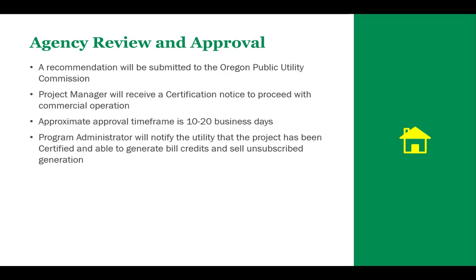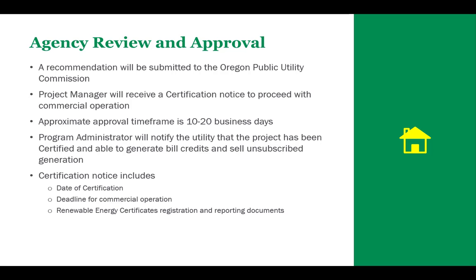The program administrator will notify the appropriate utility that the project has been certified and is now eligible to begin generating bill credits and selling unsubscribed generation. The certification notice includes the date of certification, the 6-month deadline for commercial operation, and renewable energy certificates registration and reporting requirements if applicable. If there are any corrections during the certification review, the project manager must make all the required corrections within 30 days of notification.